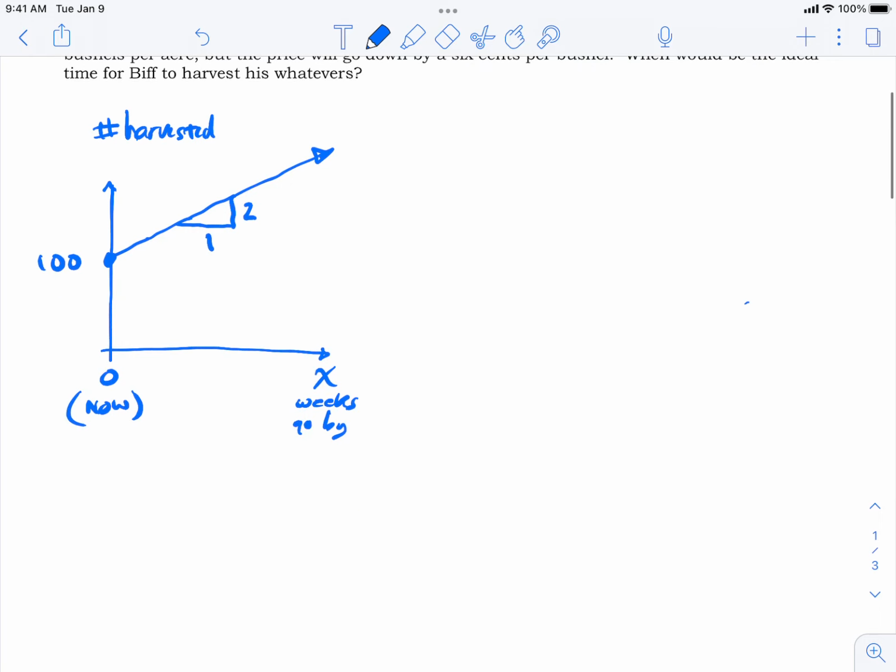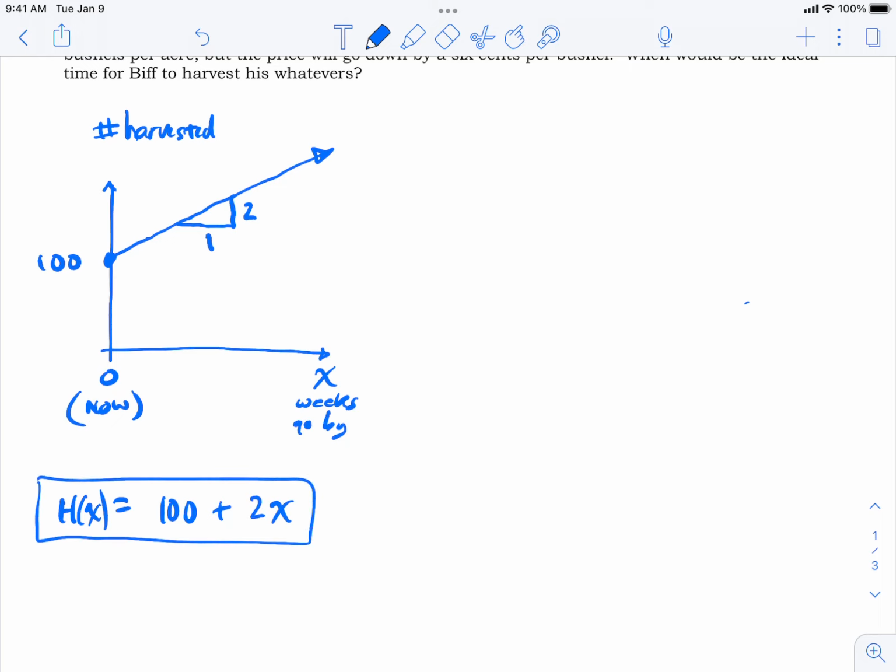So notice we can write the equation of this right now. How many bushels are we going to harvest? Well, it depends on how many weeks have gone by. And it depends like this. Start at 100, and the slope is 2. Add 2 per week. Ain't that nice? I suppose in mx plus b form you'd write it this way, but you get the idea. Start at 100 and keep adding 2 every single time. All right, that was nifty.